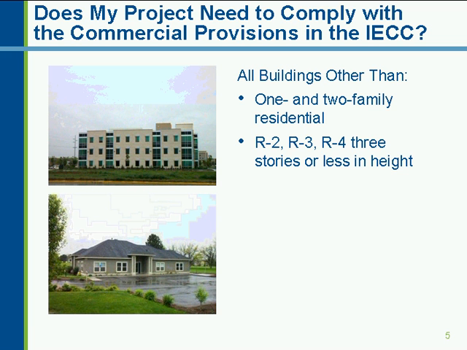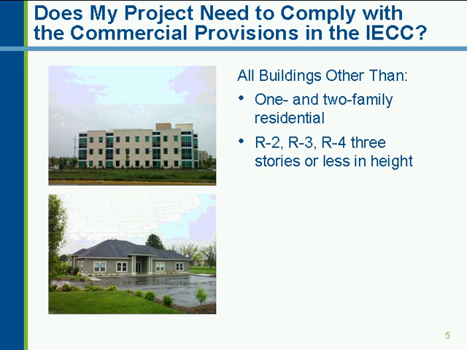When we're talking about commercial buildings, and we're talking about Chapter 5 of the IECC, we're looking at building stock that is essentially considered anything other than 1- and 2-family residential, R2, R3, R4, 3 stories or less in height. So an office building, a retail building, an assembly are all considered commercial buildings, as are residential 4-story and above. Anything else that does not fall underneath these categories is considered a residential building.